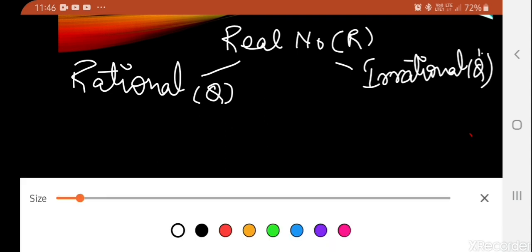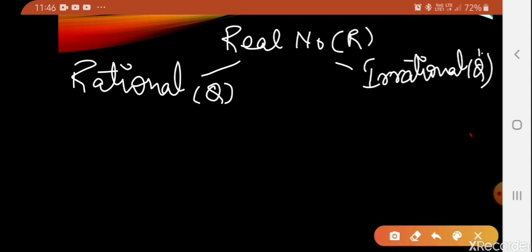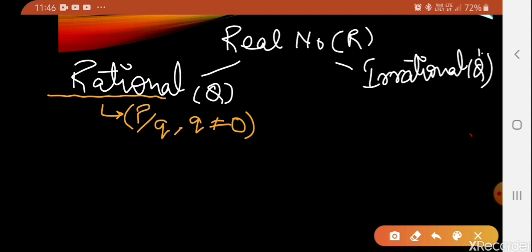So all those numbers that can be represented in the form of p by q, where q is not equal to 0, that means the denominator should not be equal to 0, are called rational numbers. And all those numbers that cannot be represented in the form of p by q are called irrational numbers. For example, √2, √3, √4 and so on.